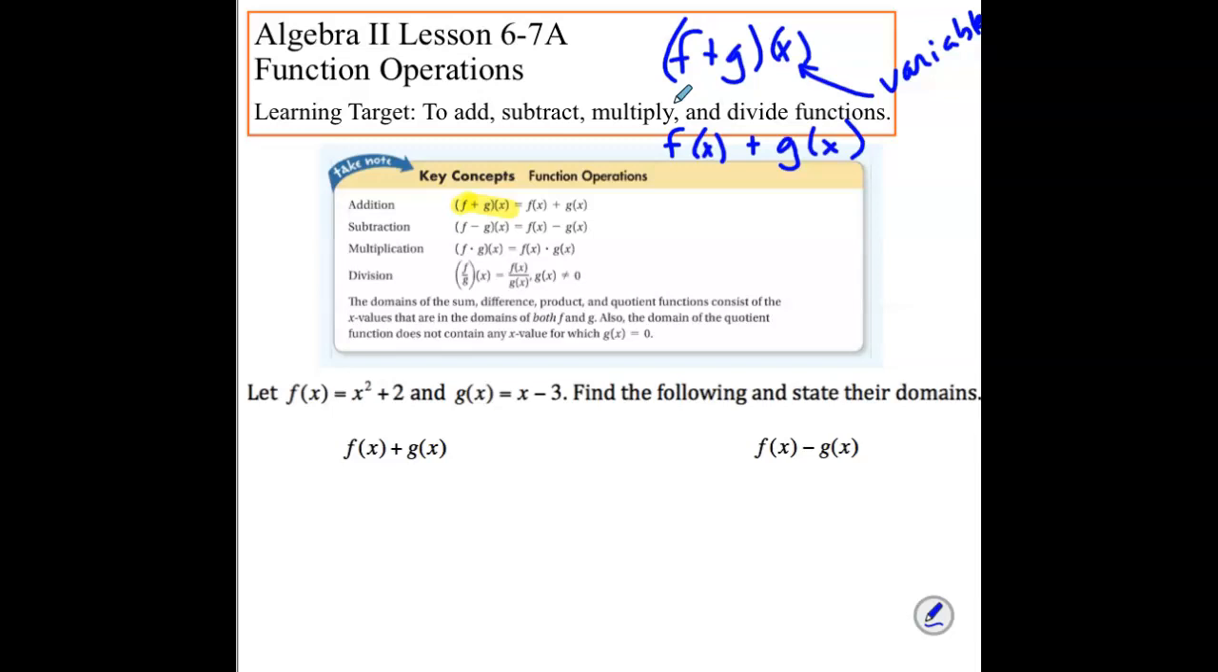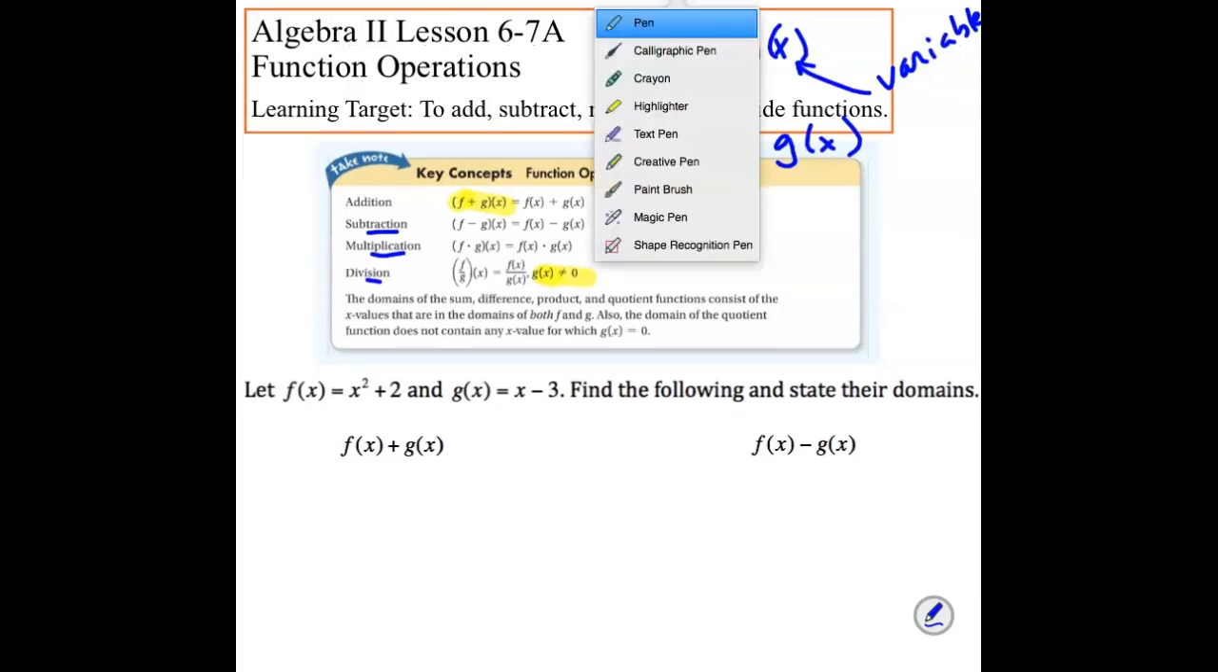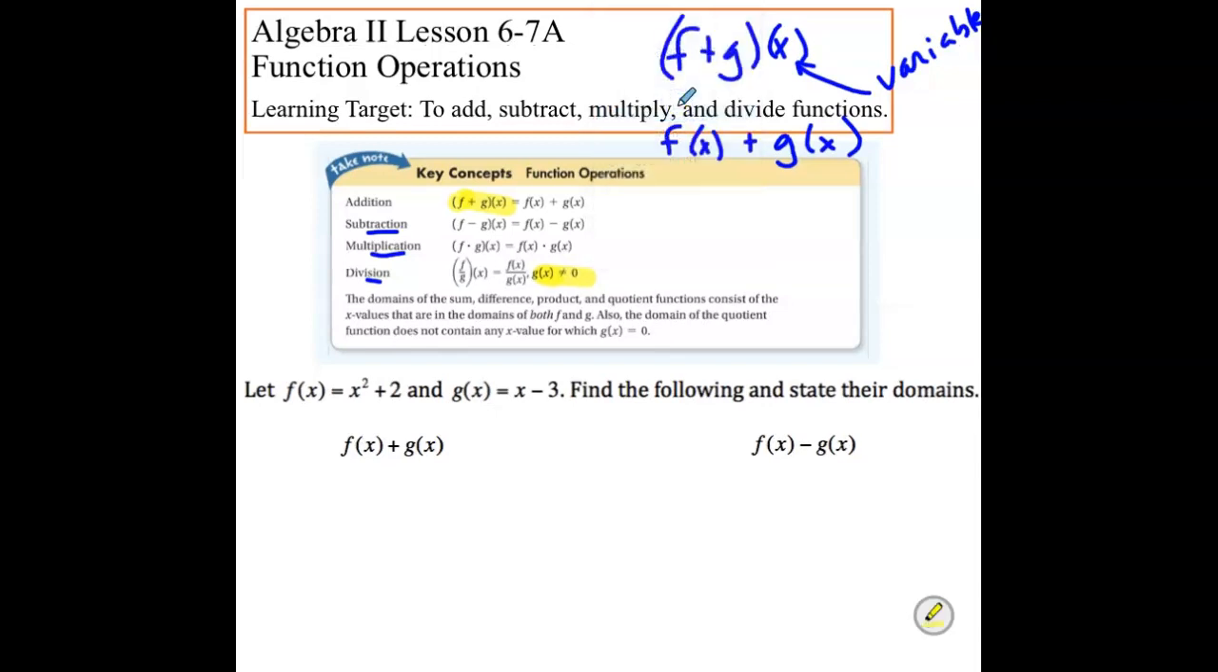So we can add, we can subtract, we can multiply, and we can divide functions. Notice that on this last one for division, we do have an extra restriction that says g of x cannot equal 0. Because remember, with fractions, our denominator cannot be 0. The domains for the sum, difference, product, and quotient functions consist of the x values that are in the domains of both f and g. So we need values that work in both of the functions in order to combine them.